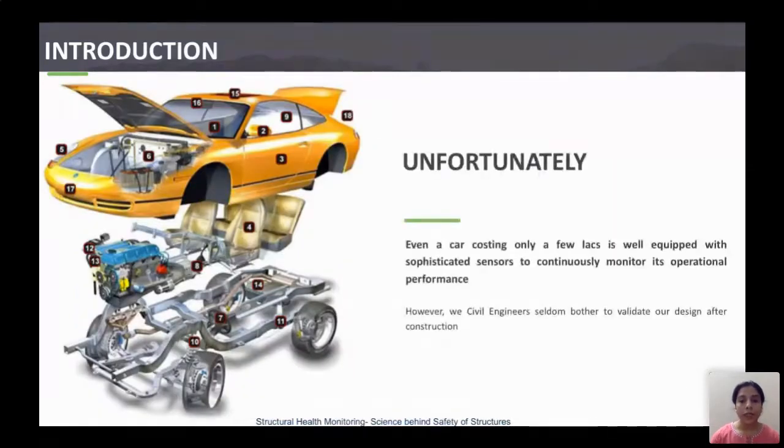So unfortunately, even a car costing a few lakhs is equipped with so many sensors. However, we civil engineers seldom bother to validate our designs after construction.